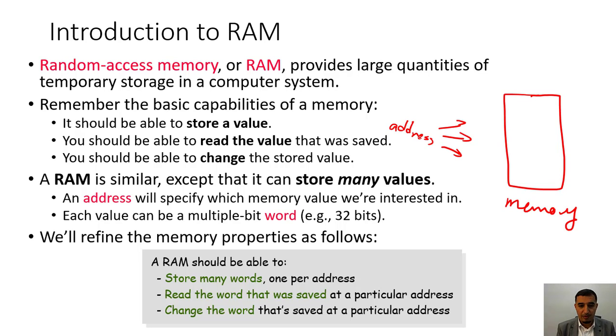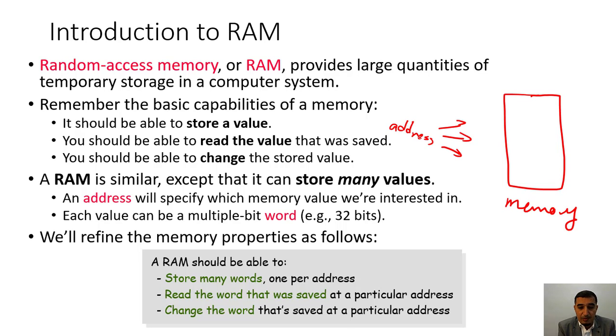So random access memory, or RAM, provides a large quantity of temporary storage in a computer system. We talked about what RAM is and the difference between RAM and ROM, but here we are going to talk in more detail and we will see how to design different RAMs in a computer system.